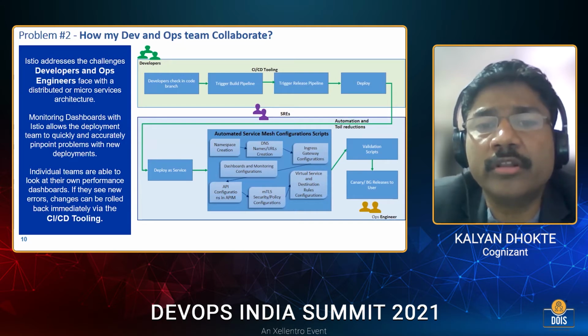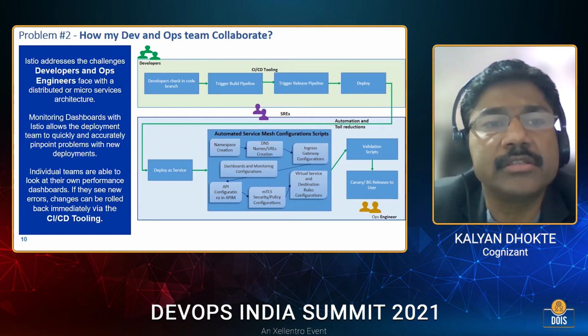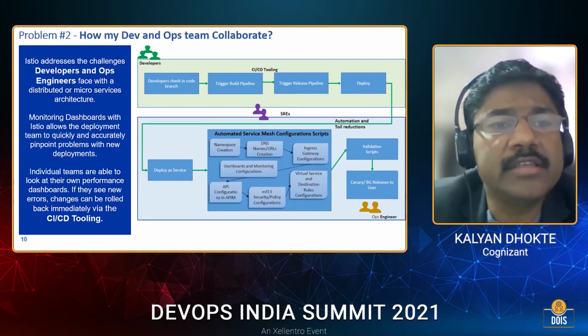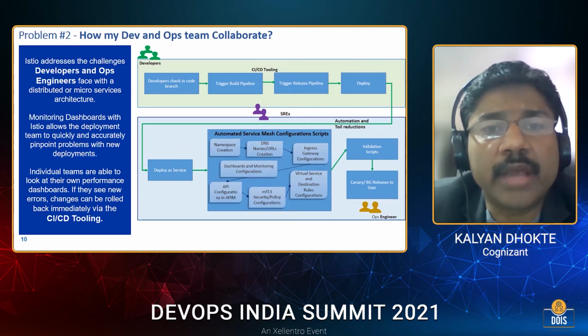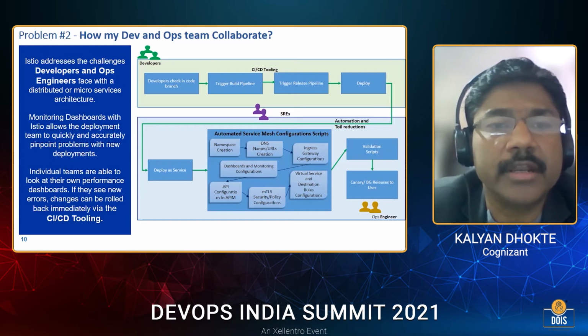So Istio addresses all these challenges, providing a good feedback mechanism to the developers with a quick dashboard they can see, and also using the CI/CD tooling, they can quickly roll back in case of any challenges or any defects they find during validation or testing. Then it goes to canary and blue-green deployment, where a set of specific users can test the new service, and then slowly we can migrate to the new version of that service for 100% of production users, that is, the end-user customers.